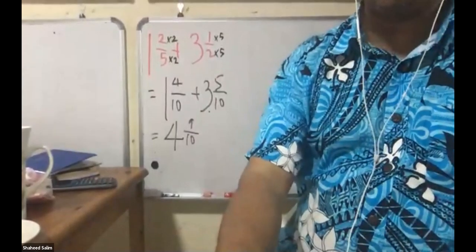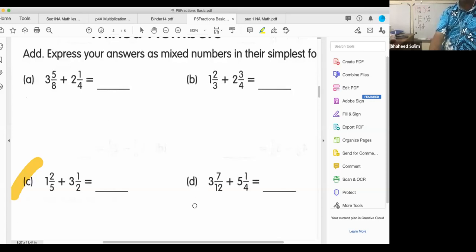Can you try the next one then? Try the next one. Can you still see, Shafia? Okay, try the next one.